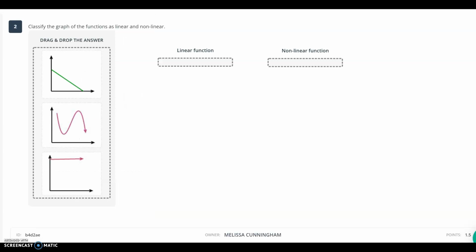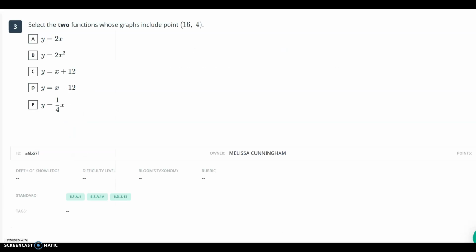This is just asking, is it linear or not? Right here, it is a straight line, so yes, it's linear. Right here, it's not a straight line. It's not linear. Right here, yes, it is a straight line. That would be linear. Question number 3.